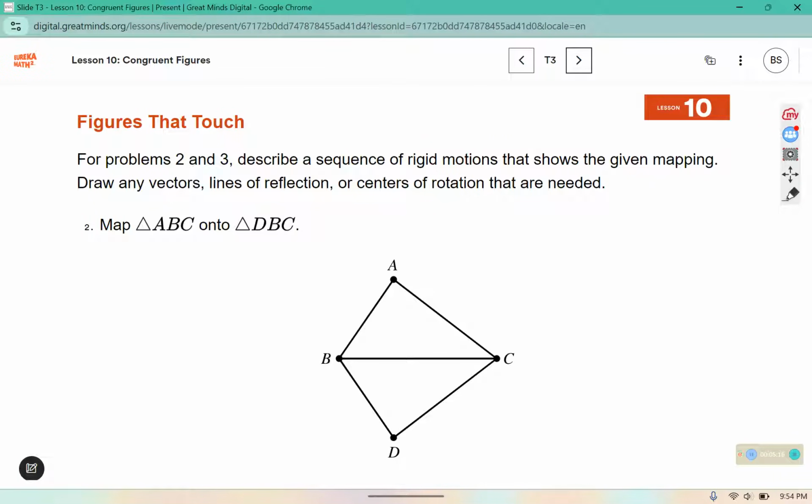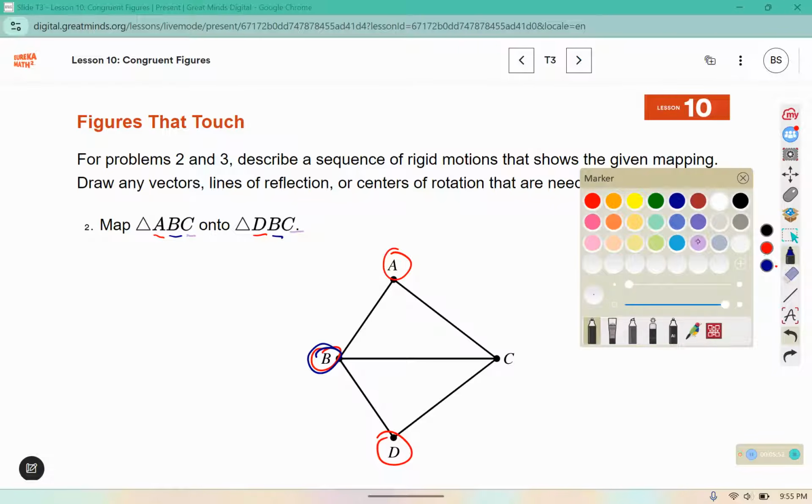For problems 2 and 3, describe a sequence of rigid motions that show the given mapping. Draw any vectors, lines of reflections, or centers of rotations that are needed. Now, keep in mind the order in which these things are labeled tells us specifically which points correspond to the other points. So A matches up with point D. B matches up with itself, and C matches up with itself as well.